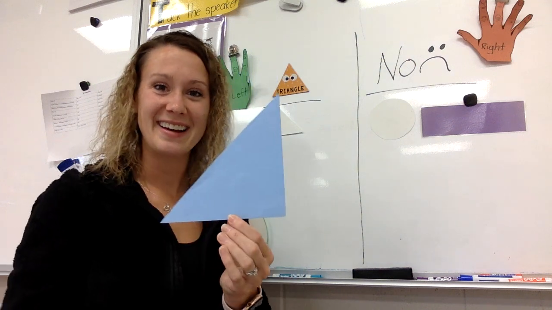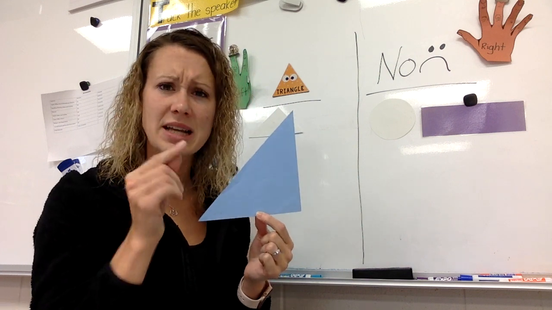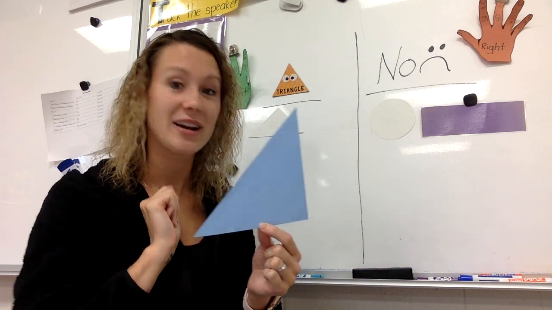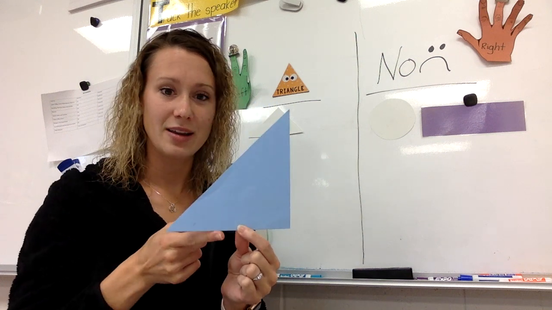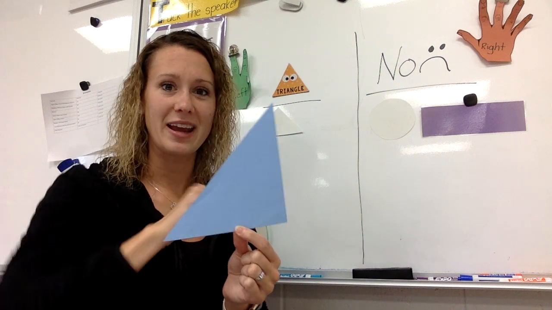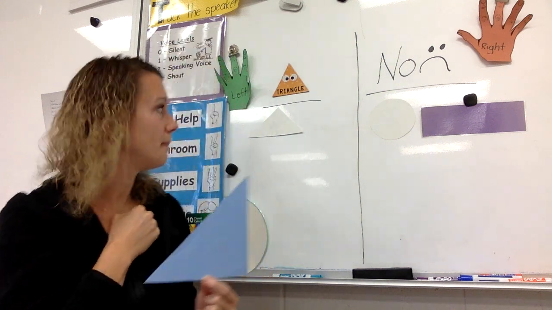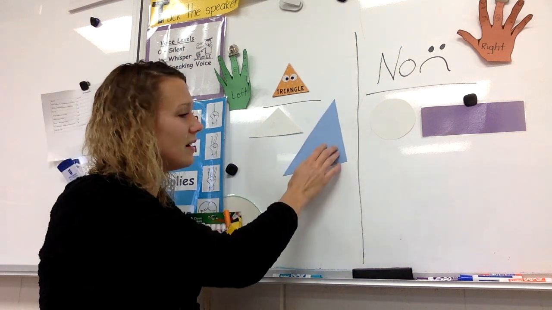What is this? Is this a triangle? I don't know. Let's count. It should have how many sides? 3. Ready? Count with me. Ready? Set. Go. 1, 2, 3. Let's count the angles. Ready? Go. 1, 2, 3. Where am I going to put it? Over here.